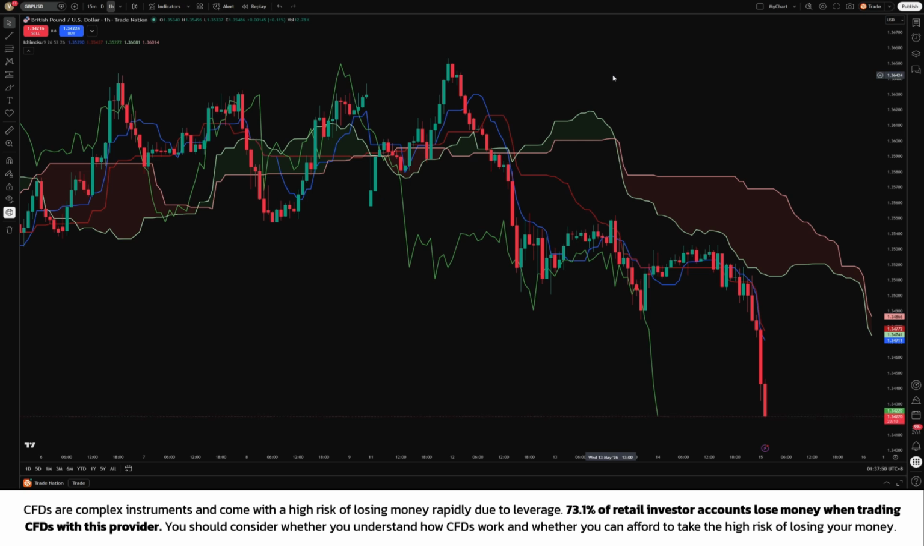Ichimoku tends to work better when the full structure is respected, when cloud position is taken seriously, and when signals are judged within the broader trend rather than in isolation.